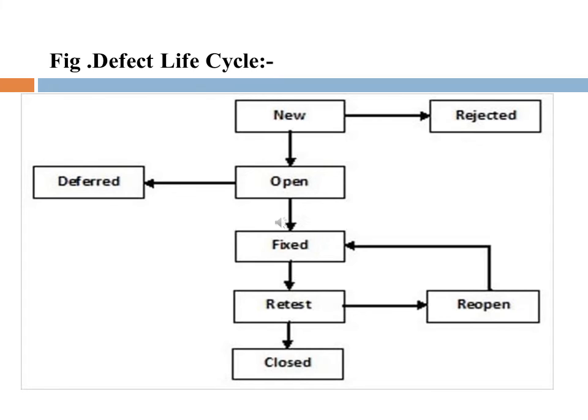The bug or defect life cycle includes the following steps, statuses or states. First is open, new. A bug is open when it is first found by a software tester. A report is logged and assigned to a programmer to be fixed. This state is called the open state.